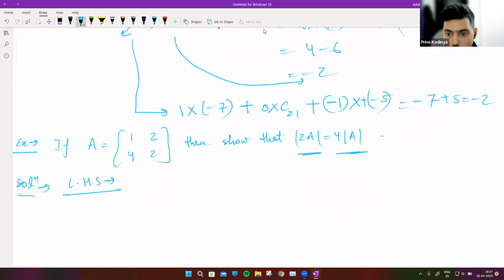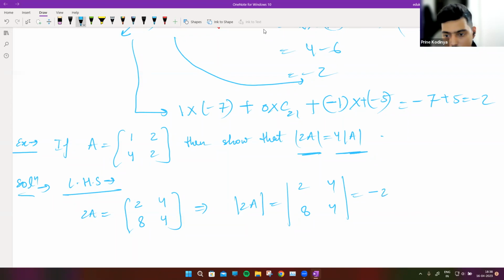So here LHS is the determinant of 2A. First of all, let us write 2A. 2A would be multiplying every element by 2, so this would become 2, 4, 8, 4. Hence, the determinant of 2A will become the determinant of 2, 4, 8, 4, which will be 4 into 2, 8, minus 32. 8 minus 32 would be minus 24. This is our first equation, and we have found the LHS of the given question.